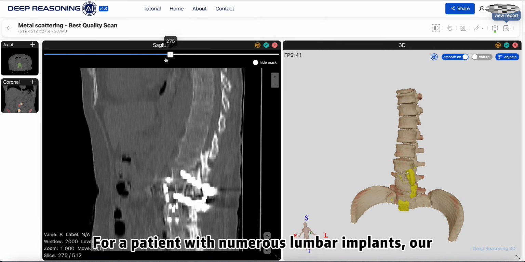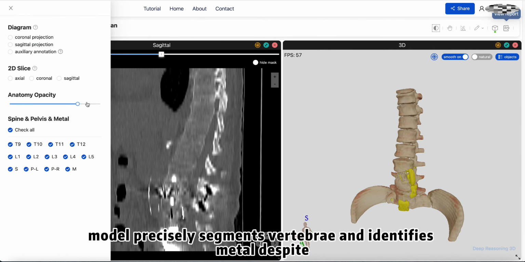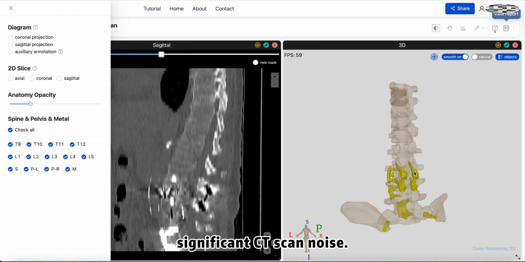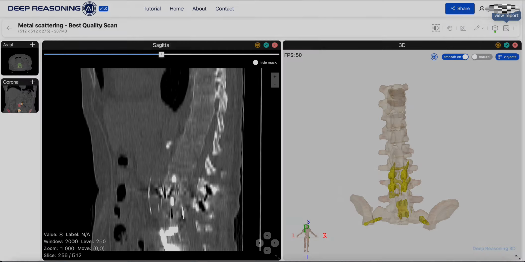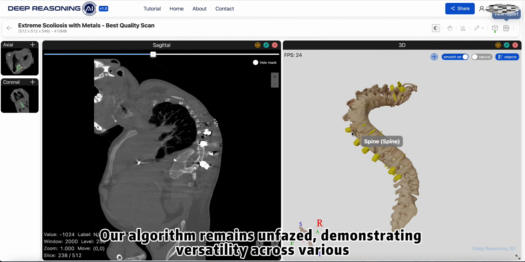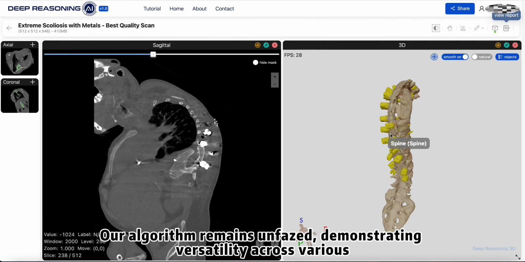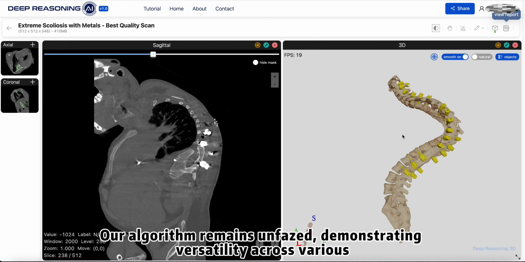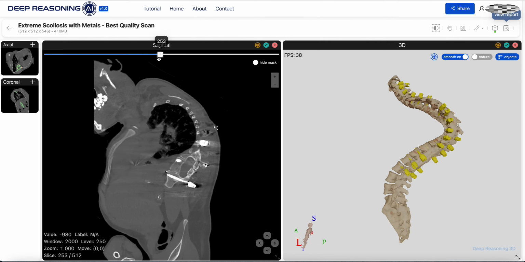For a patient with numerous lumbar implants, our model precisely segments vertebrae and identifies metal, despite significant CT scan noise. Consider an extreme scoliosis case with pedicle screws. Our algorithm remains unfazed, demonstrating versatility across various anatomical anomalies.